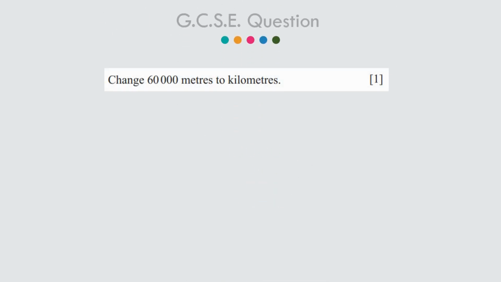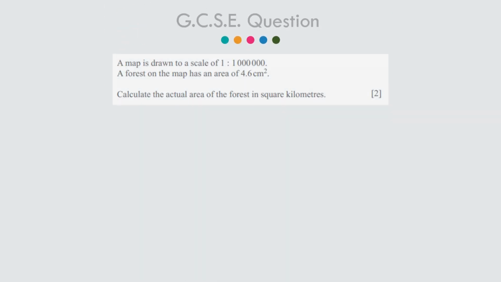Here is a GCSE question. We are asked to change 60,000 meters into kilometers. We know that there's 1,000 meters in 1 kilometer. So all we have to do here is divide 60,000 by 1,000 to get our answer 60 kilometers. In this GCSE question, it says that there's a map drawn to the scale of 1 to 1,000,000. A forest on the map has an area of 4.6 centimeters squared. Calculate the actual area of the forest in square kilometers.